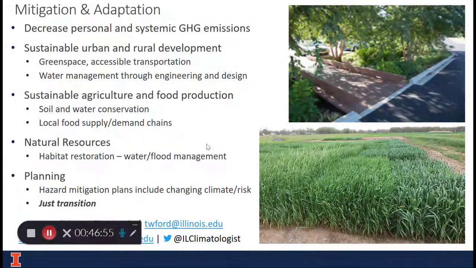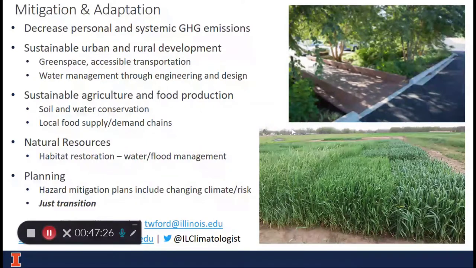When it comes to natural resources, habitat restoration is important for many reasons. Of course, habitat restoration along our rivers as well as in our prairie and forested ecosystems makes all the difference for a more healthy ecosystem, but it can also help us through water and flood management, the same way that bioswale and that green space in the Morton Arboretum parking lot does. Having habitat restoration can be really important for water and flood management, which again is adapting to our changing climate.